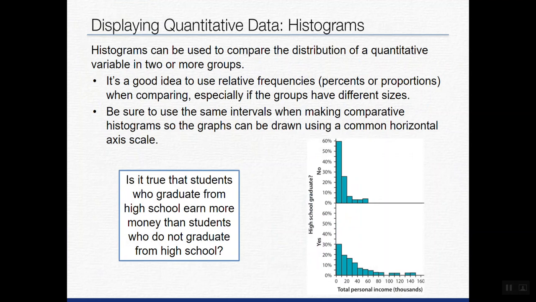You can see here that people who are high school graduates have a higher maximum salary than people who are not. In general, people who are not high school graduates are more likely to have lower incomes under $20,000 than people who are high school graduates.